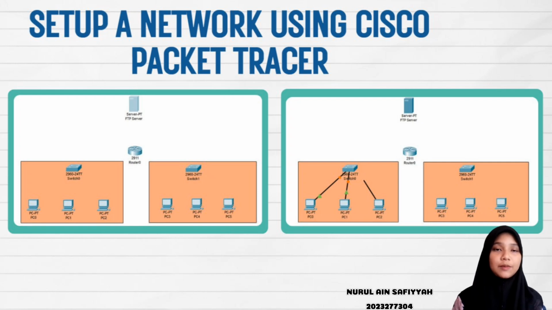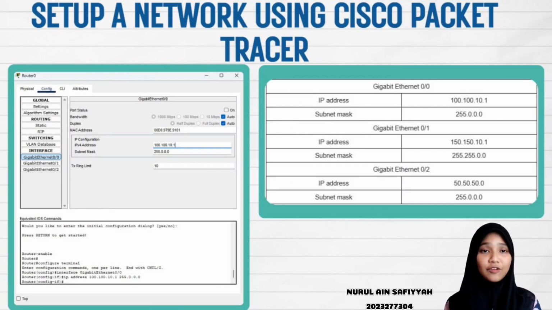Today we're going to set up a network using a simulation tool, Cisco Packet Tracer. This network will consist of one server. Now that we can see, we already have all our devices. Let's connect them using copper straight-through cables and one copper crossover cable for the server to router connection. Next, we need to configure our router.